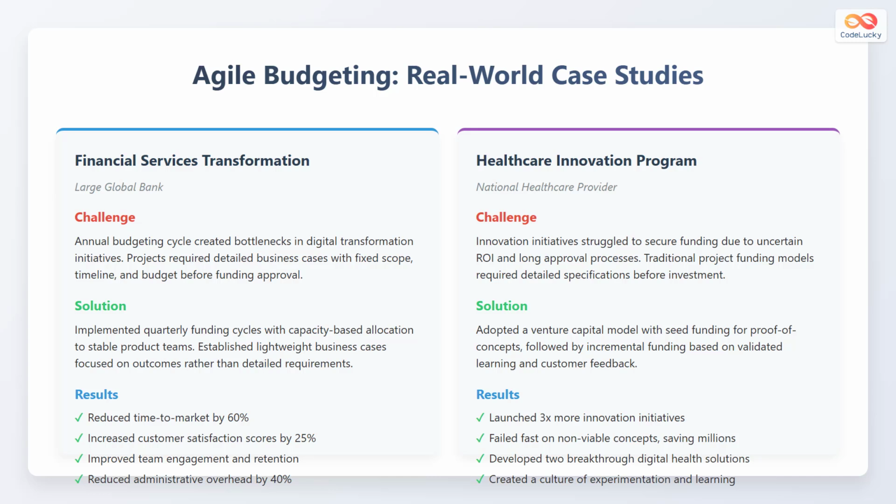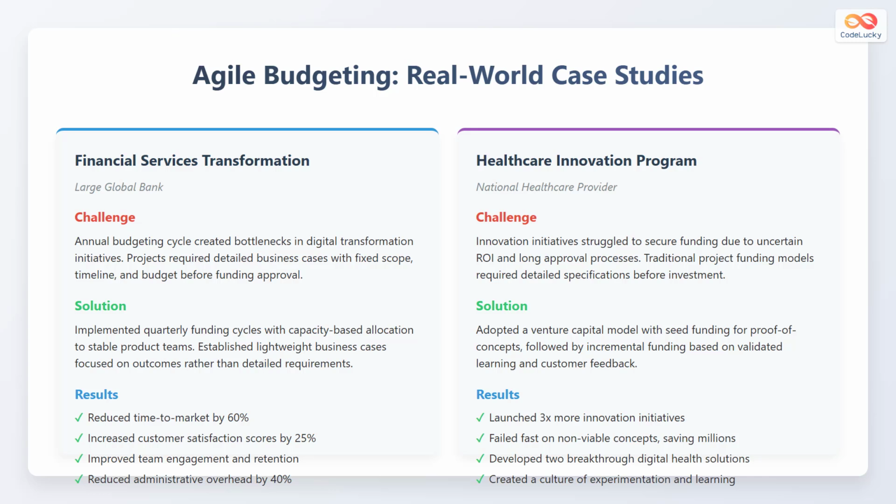Let's explore real-world case studies of Agile budgeting. In a large global bank, the annual budgeting cycle created bottlenecks in digital transformation initiatives. To solve this, they implemented quarterly funding cycles with capacity-based allocation to stable product teams and established lightweight business cases focused on outcomes rather than detailed requirements. This resulted in a reduced time to market by 60%, an increase in customer satisfaction scores by 25%, improved team engagement and retention, and reduced administrative overhead by 40%.